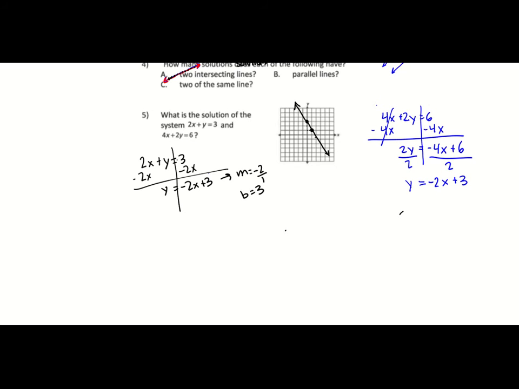So now my slope is a negative 2 over 1 here, and my y-intercept is a positive 3. So when I go to graph this equation, I'm going up positive 3, going down 2 and over 1. And those are my same 2 points I had earlier. So if you notice, this line right here is the exact same line. So that means the solution to this system is infinite solutions.